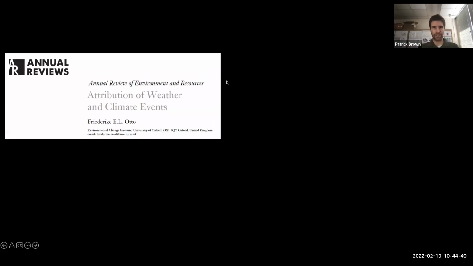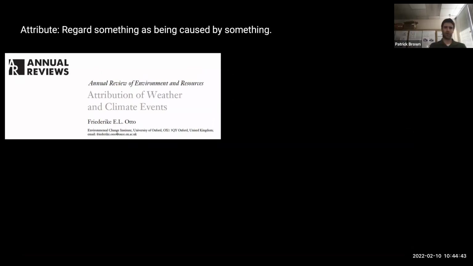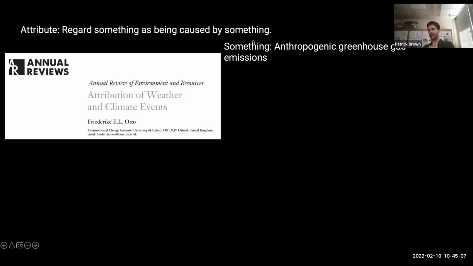So let's dig into this a little bit. Attribution: what exactly are we talking about with the word attribution? To attribute something means to regard that something as being caused by something else, right? So we're looking at the causes of weather and climate events. This something would be like the hurricane, and the other something is anthropogenic greenhouse gas emissions. So we're trying to look at how much anthropogenic greenhouse gas emissions change the odds of seeing some weather or climate event.